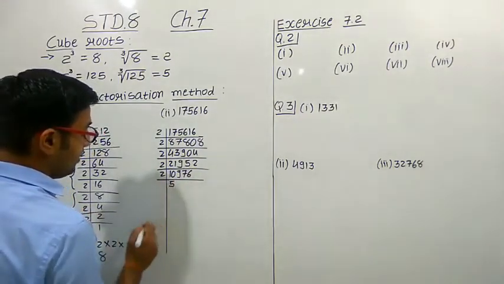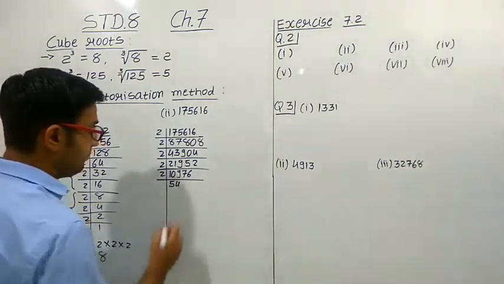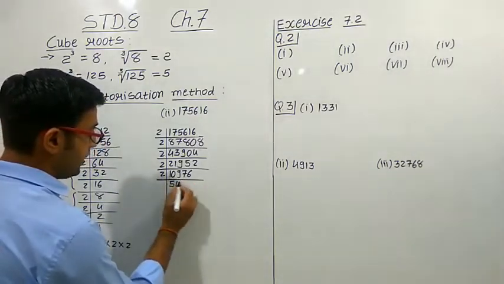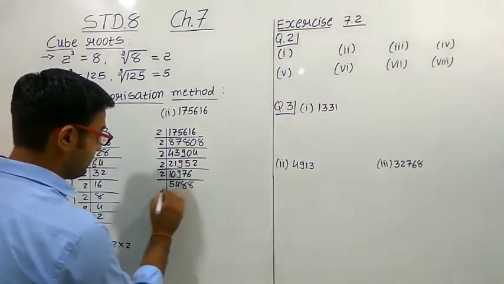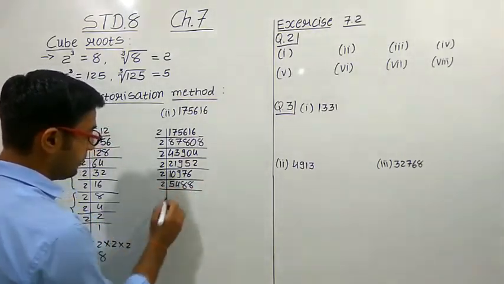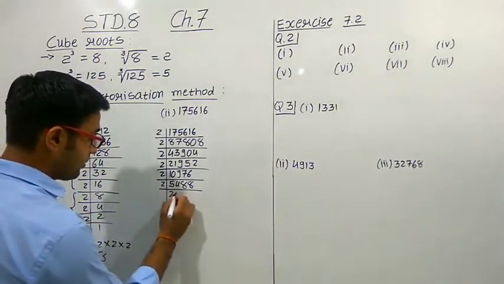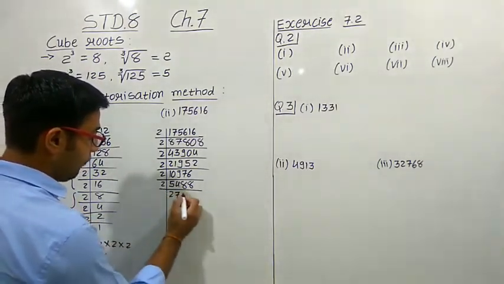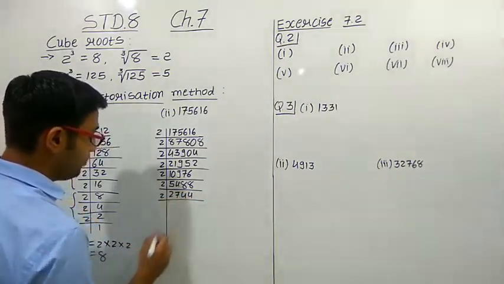Here we get 2 fours are 8. 1 is the remainder, 17 is there, so 2 eights are 16. Again 1 is the remainder, so 2 eights are 16. Okay, again divide it by 2. We get 2 twos are 4. 1 is the remainder, 14. 2 sevens are 14. 2 fours are 8. 2 fours are 8. Okay, again divide by 2.